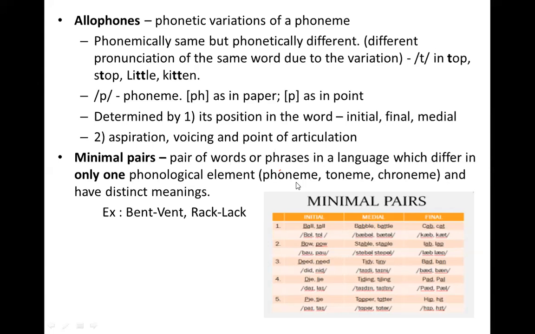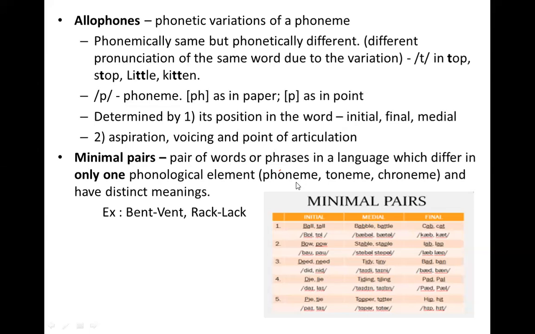Similarly, babble, battle. The vowel sounds are the same, a and a, whereas b in babble and t in battle are different. Final sounds, cab and cat. Ca is the same sound, whereas b is different and t is different. So these are called minimal pairs, where the pair of words or the phrases, they differ because of just one phonological element. Look at the last one.